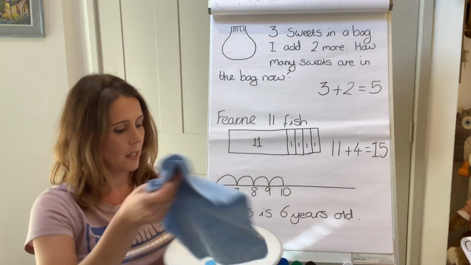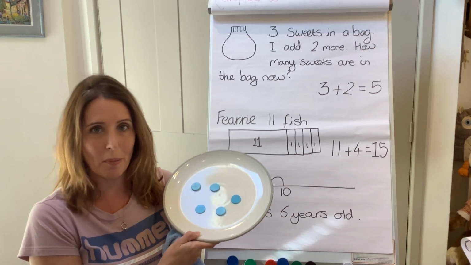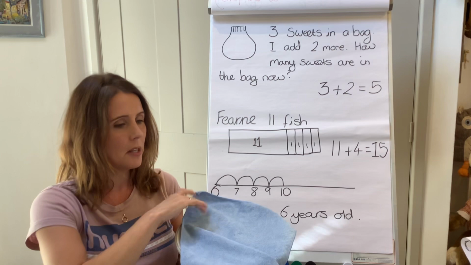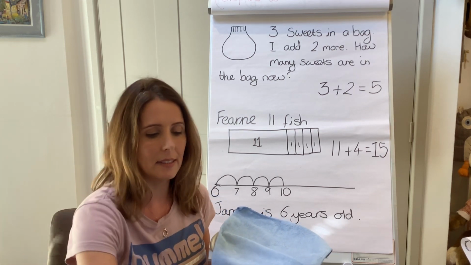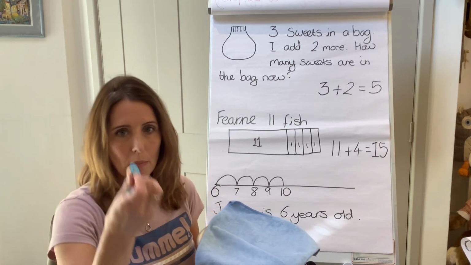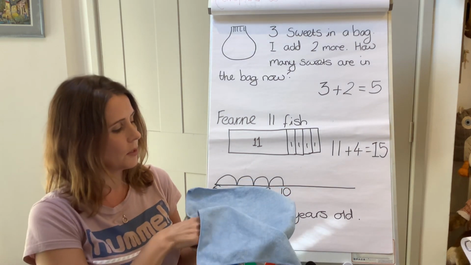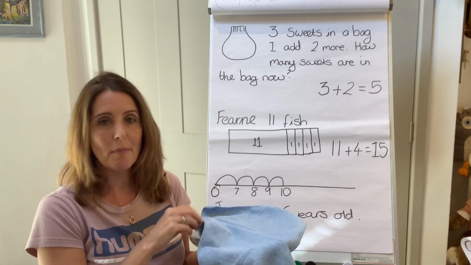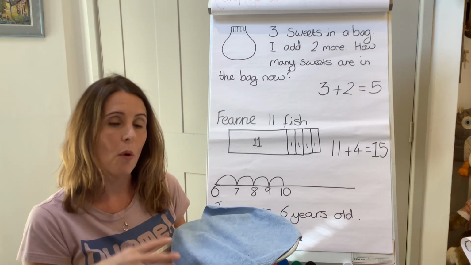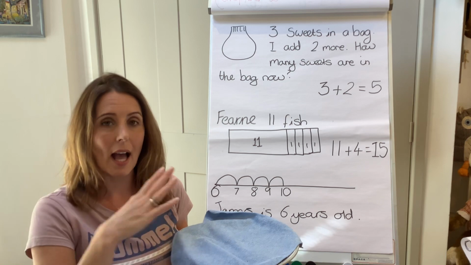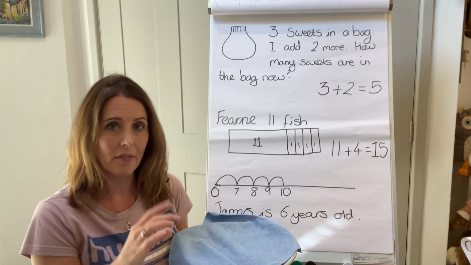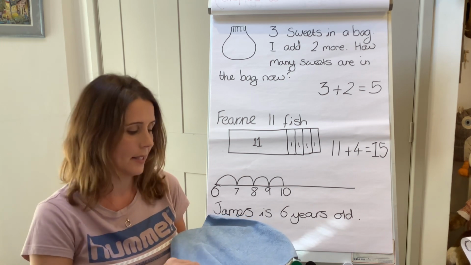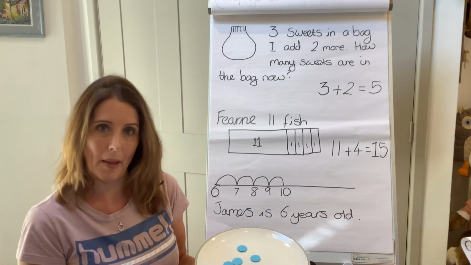Another way of doing this is hiding some counters. So here I've got 5 counters on a plate. Put them on a tray or anything, cover them up so we know there's 5, and I add 2 more counters. So I put that under the cover. How many counters have I got now altogether? Well, I know I started with 5, I added 2 more, so 5, add 6, 7, add 2 more, makes 7 altogether, and then we can check by counting them.